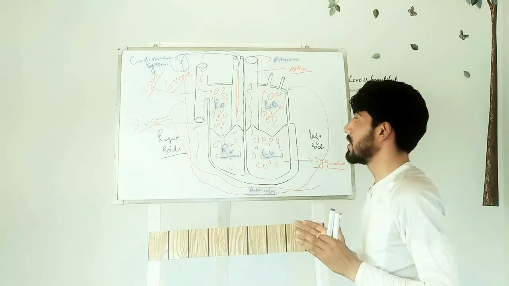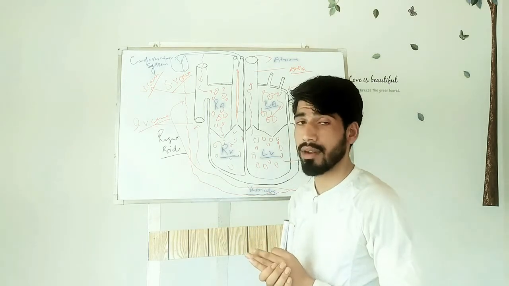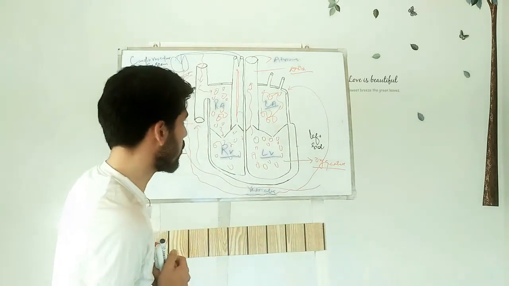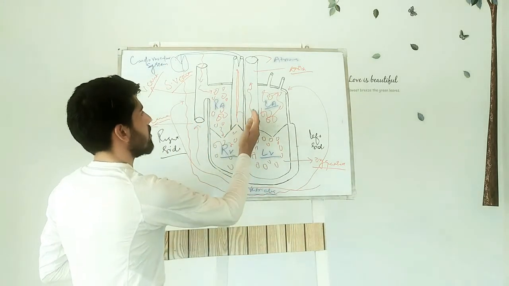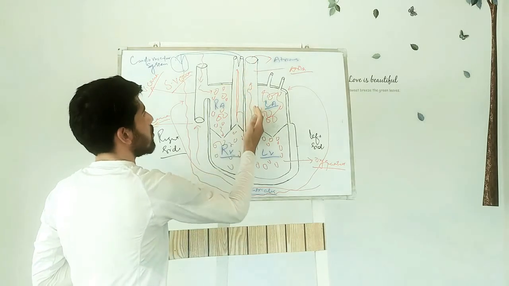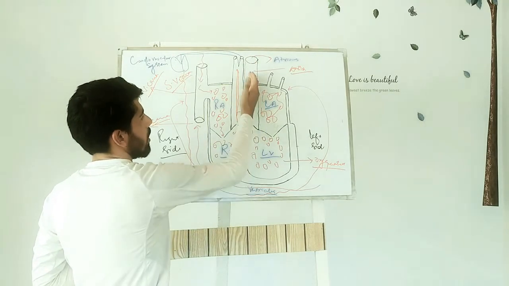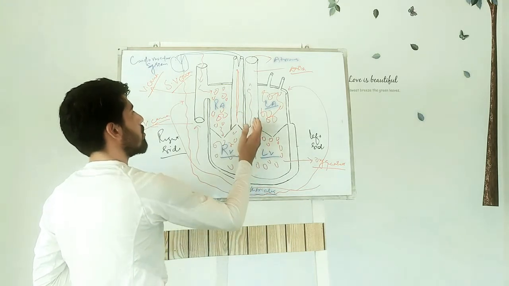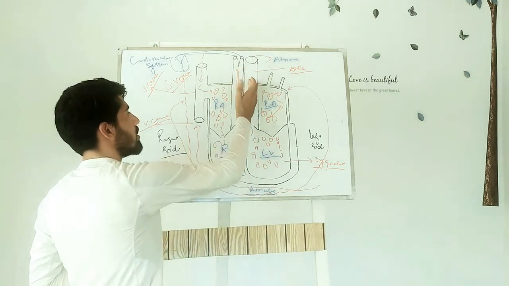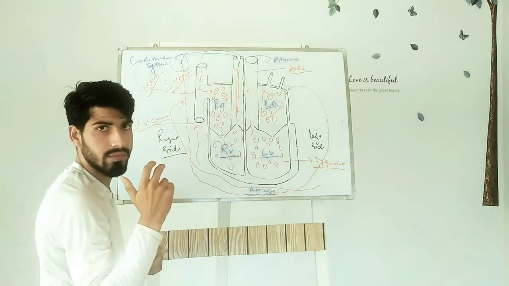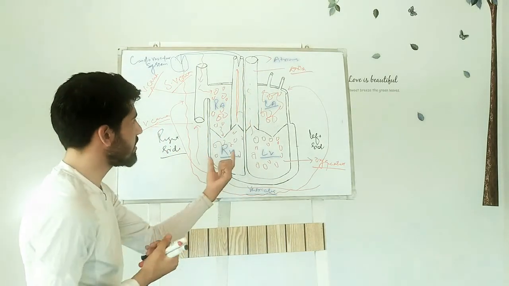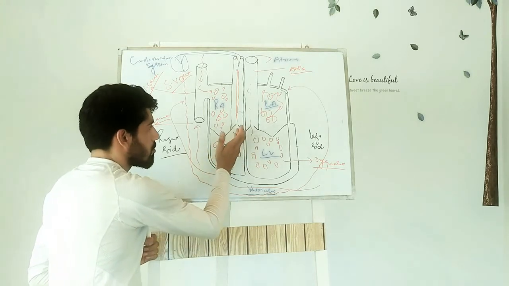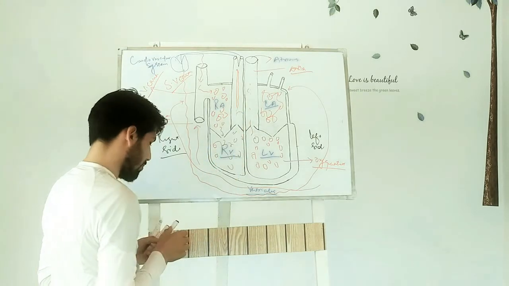Now we will talk about the vessels. Some vessels are here. So here is the vessel. This vessel is called the aorta. When the left ventricle contracts, blood flows from this vessel, called the aorta. And on this side, when the right ventricle contracts, the blood flows from the pulmonary trunk. This is called the pulmonary trunk.